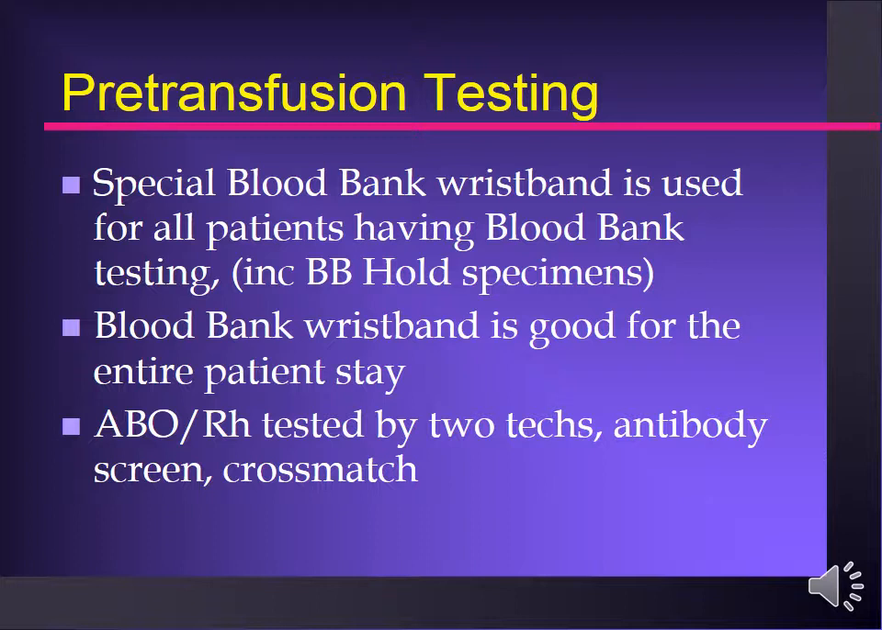We use special red blood bank wristbands for all patients having a blood bank sample collected, and that includes blood bank hold specimens. The wristband has letters and numbers that are unique. The blood bank wristband is good for the entire patient's stay, as long as it remains attached to the patient's limb, that can be an ankle or a wrist, and as long as it remains legible.